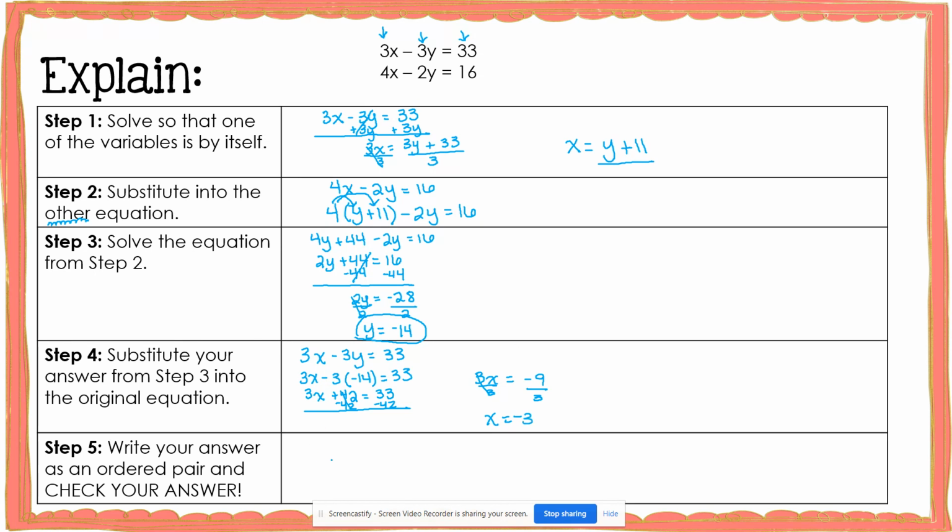So again, we always want to write our answer as an ordered pair, and you have to remember that x comes first. So our solution is negative 3, and then y is negative 14. Then you want to make sure that you go back and check your answer. Again, you want to check it in both equations. So check your answer now and make sure that it's correct.